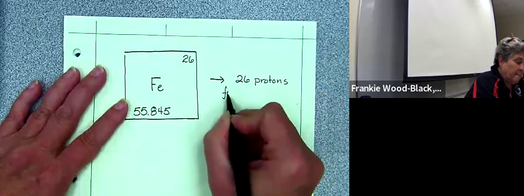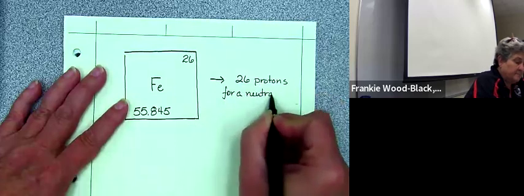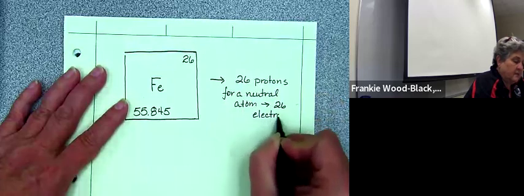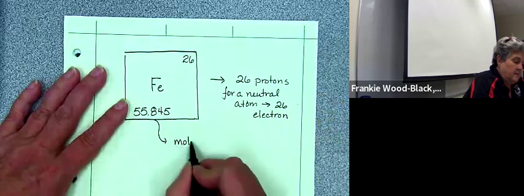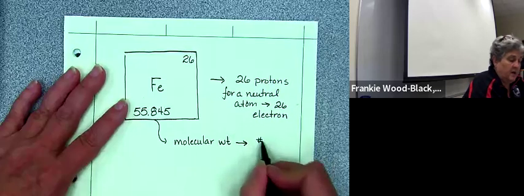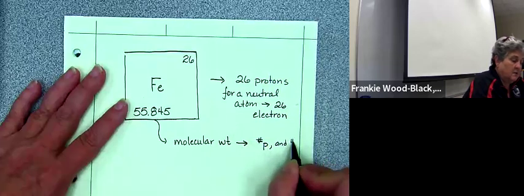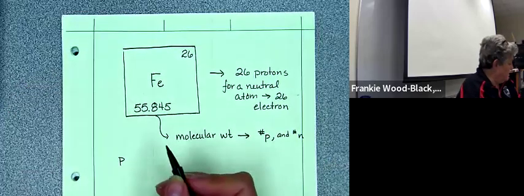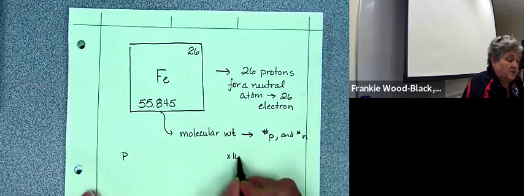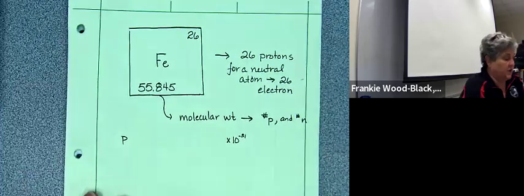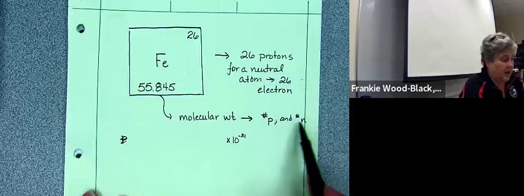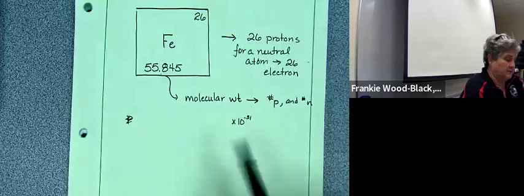For a neutral atom, we're going to get 26 electrons. And this molecular weight is more closely related to the number of protons and neutrons. Because remember, my electrons are 10 to the minus 31 kilograms. My protons are much higher, so protons are definitely much heavier, and protons and neutrons have almost the same mass. So that's going to be related more to the number of neutrons and protons.